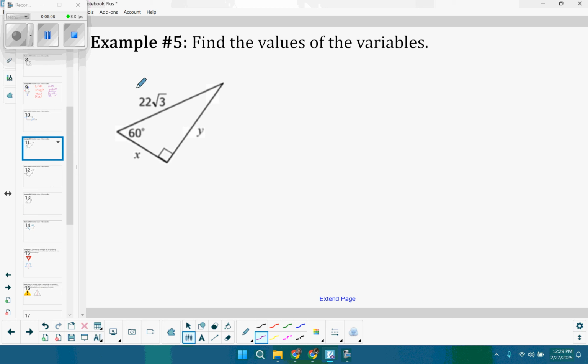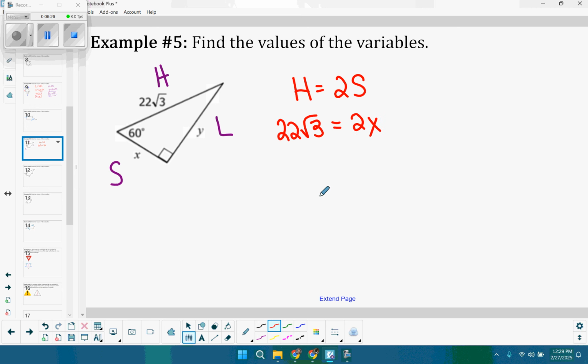Example 5. If this is the right angle, that's our H. Across from 60 is the long leg, leaving this to be the short leg. I have the H side, so I'm going to start with H equals 2 times S. So that's going to be 22 root 3 equals 2 times X. When I divide by 2, I can only divide the 22 by 2 because those are the like parts. So this would become 11, and we're going to keep the square root of 3.